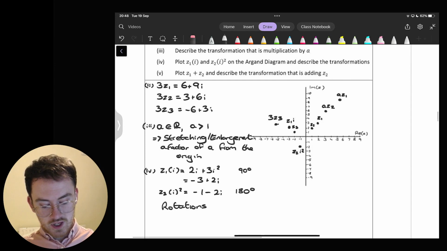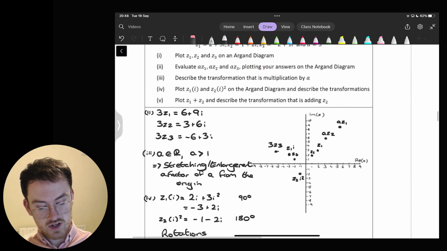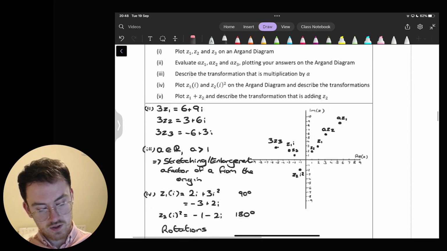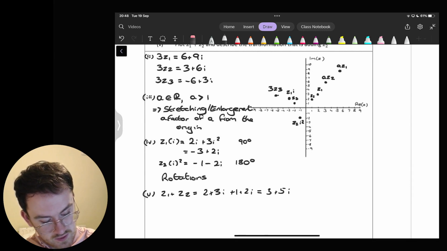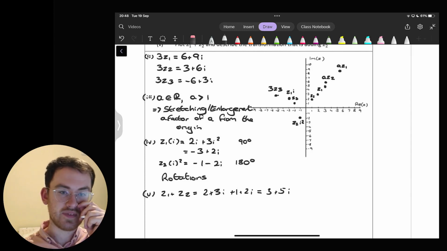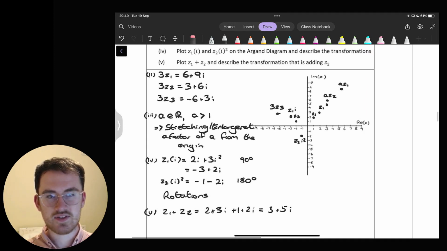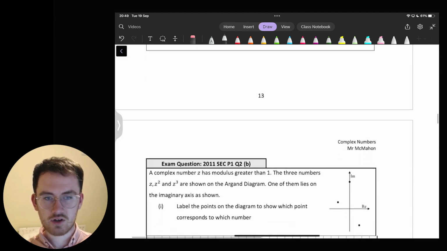Then if we want to plot Z1 plus Z2, we just have to work out what that value is going to be for ourselves here. So nice and simple, 2 plus 3i plus 1 plus 2i, we get 3 plus 5i. We can plot that in for ourselves. Z1 plus Z2. Okay. So our scale there is quite small, so maybe just harder to see across the whole question there. But we get the idea of plotting all of these points.